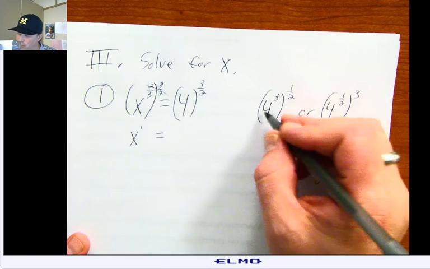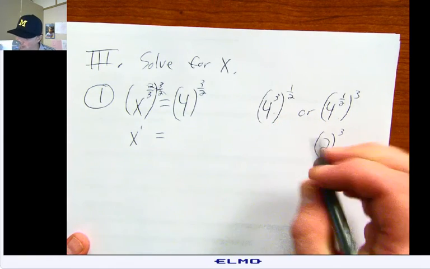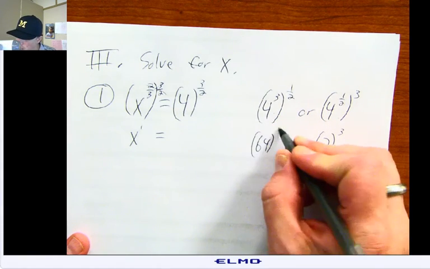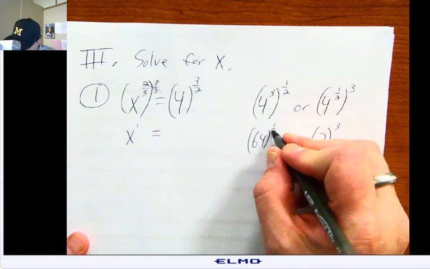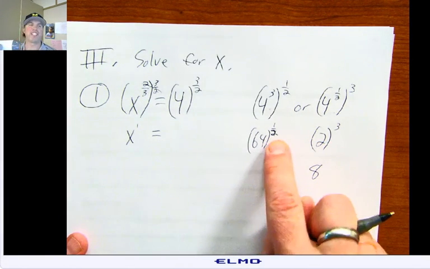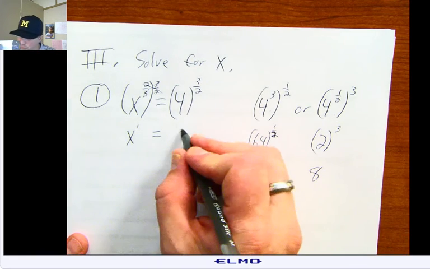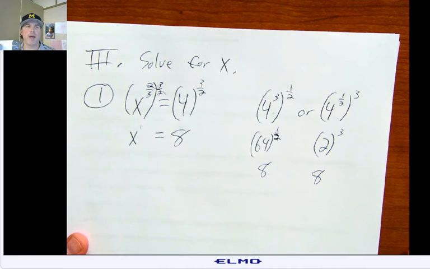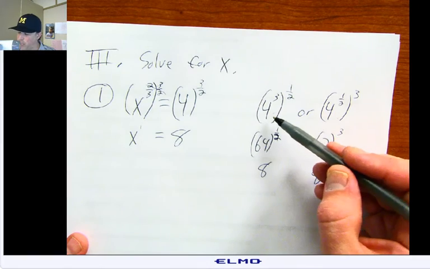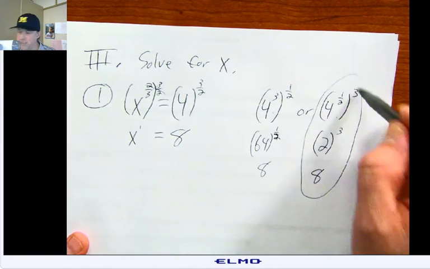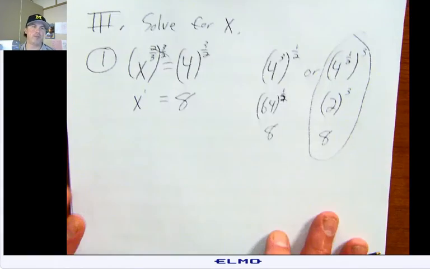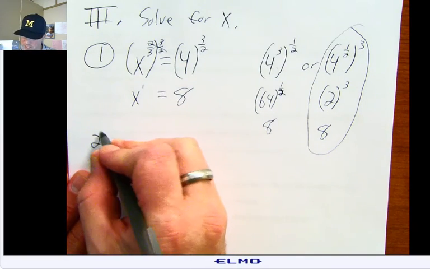If I thought about it the other way, 4 cubed is 64, and then 64 to the 1/2, the square root of 64, is 8. So you can solve these either way, but because these are non-calculator problems, I'm going to use this technique first, where I am doing the root first.